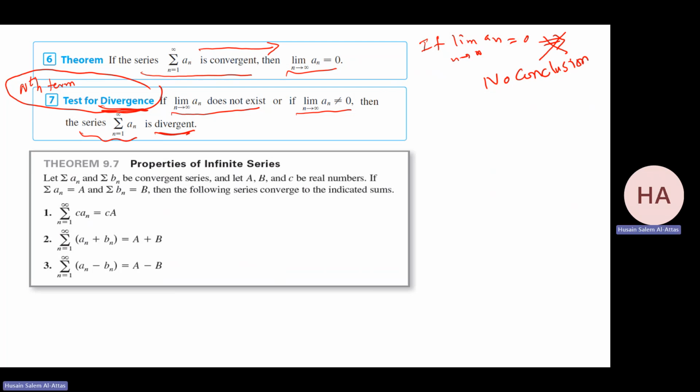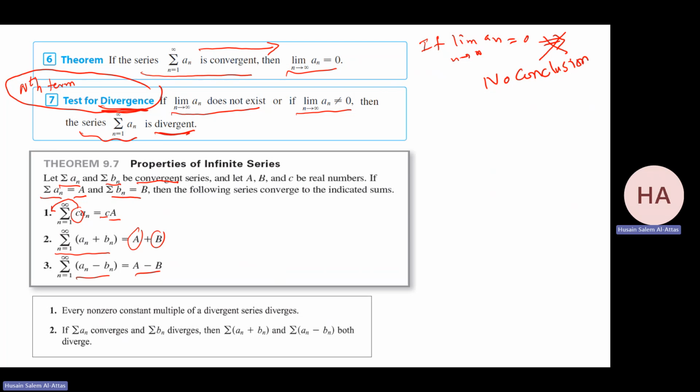Now we have some properties for infinite series about the sum and the constant multiple. If you have two series and both are convergent, and the sum of the first is A and the second is B, then what will happen to a constant times the series? I can take the constant out, then it will be the constant times the sum of that series, which is A. The sum of these two series will be A plus B, and the difference is the same. Every non-zero constant multiple of a divergent series is also divergent. If A is convergent, then it will be CA.